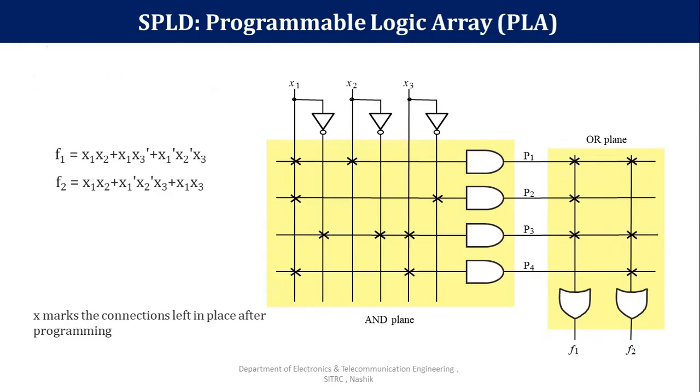After making the connections, the cross indicates that the particular connections are programmable switches, connected to make the connections between the inputs and outputs.